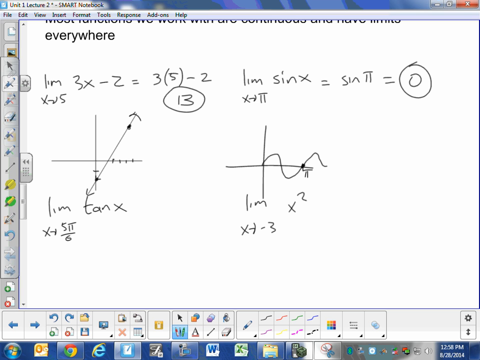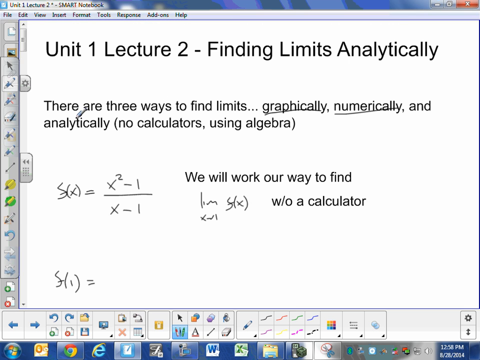We talked about that last class with just graphically, how we can have limits not just at points with holes on them. It could be anywhere. Are we cool with this? Good. Same for tangent, same for x squared. This is 9, this is whatever this is.